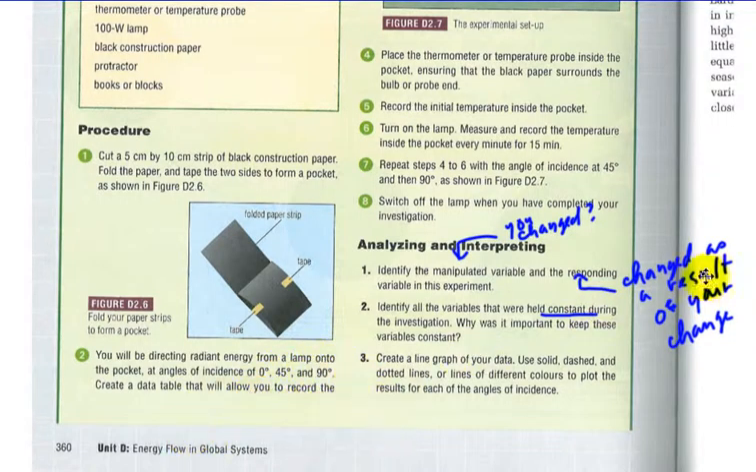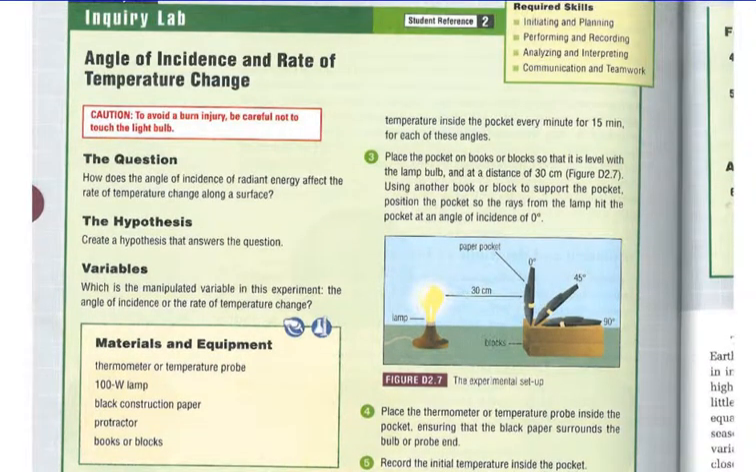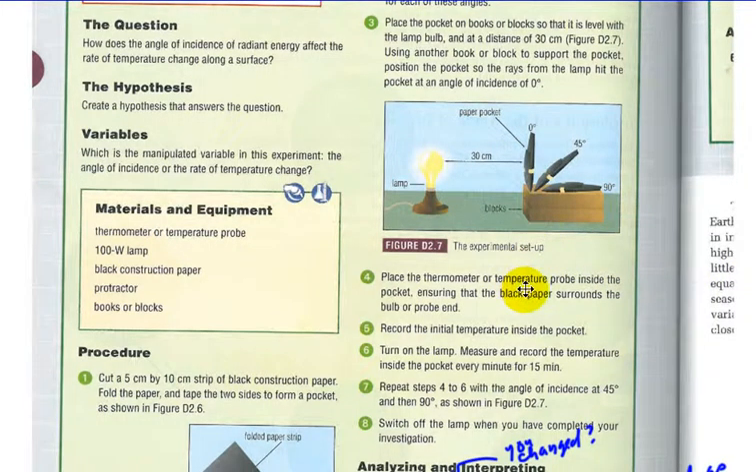Create a data table that will allow you to record the temperature inside the pocket every minute for 15 minutes. Place the pocket on a book so that it's level with the lamp. Make sure the bulb is at least 30 centimeters away, so we'll have to ensure that. Place the thermometer or temperature probe inside the pocket, ensuring that the black paper surrounds the bulb or the probe. Record the initial temperature inside the pocket, then turn on the lamp. Measure and record the temperature every minute for 15 minutes. Then repeat those steps at 45 degrees, then repeat it again at 90 degrees. Switch off the lamp and you've completed your investigation.